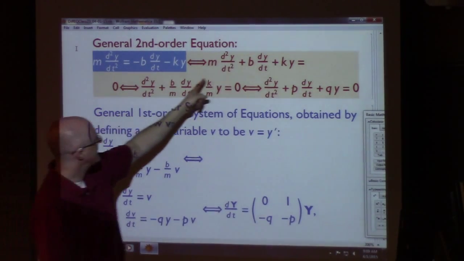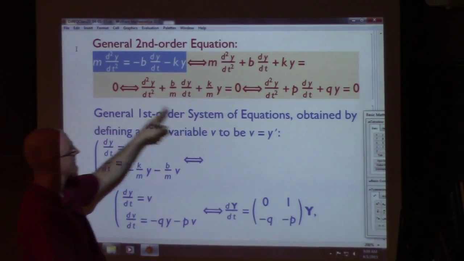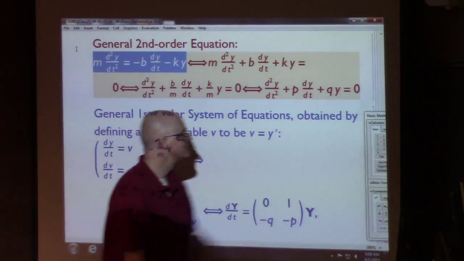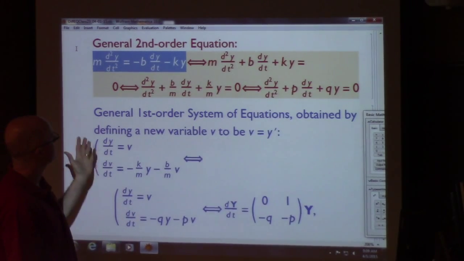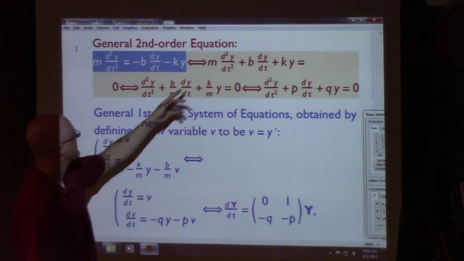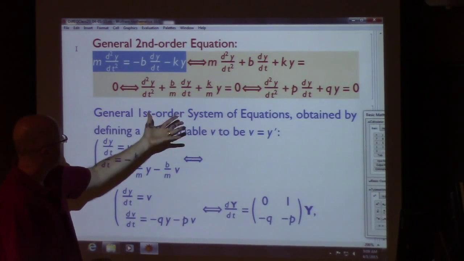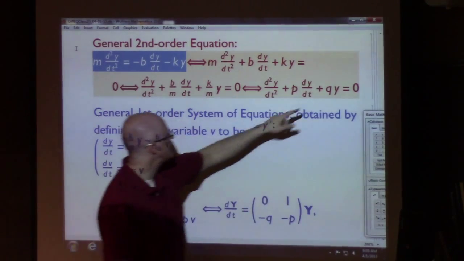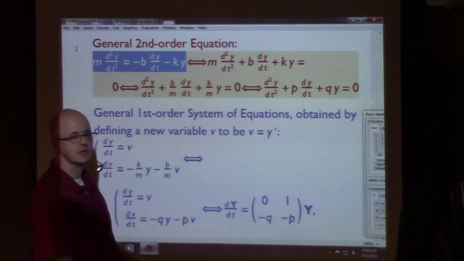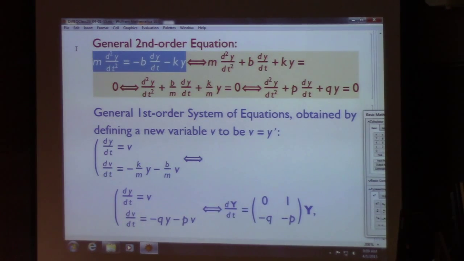It's common to rewrite it in this form, where 0 is on the right-hand side. This 0 should be thought of as being up there. And it's also common to divide everything by the mass, so that the coefficient of the second derivative is 1. You can write it like that. And yet another common thing to do is to let p equal b over m and q equal k over m, so you can just think about 2 parameters rather than 3. Okay, this should all be very familiar to you.